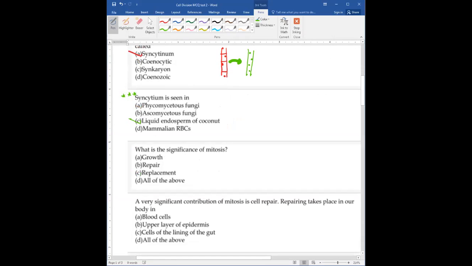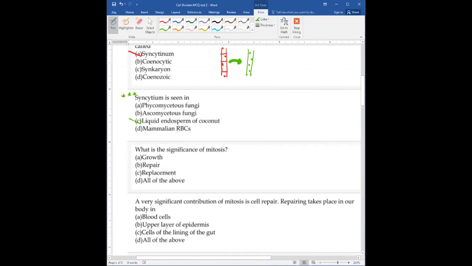Next question I wanted from Akanksha Mulik. Akanksha, what is the significance of mitosis? By the way, Akanksha, how's your sister doing? She's fine? And what is she doing now? Probably second or third year, right? Second. Okay, chalo.